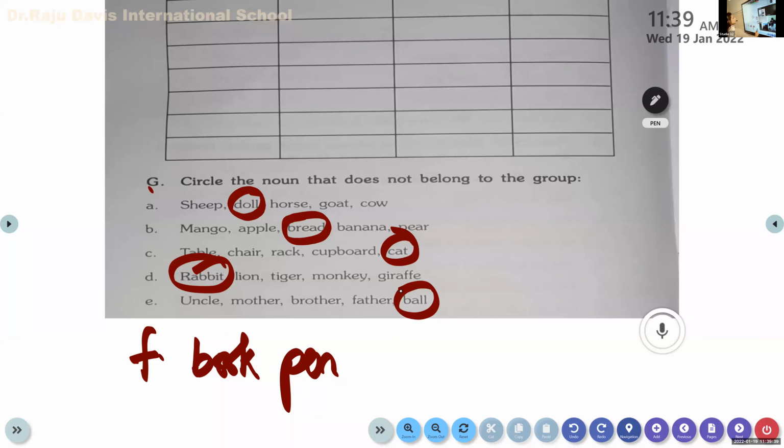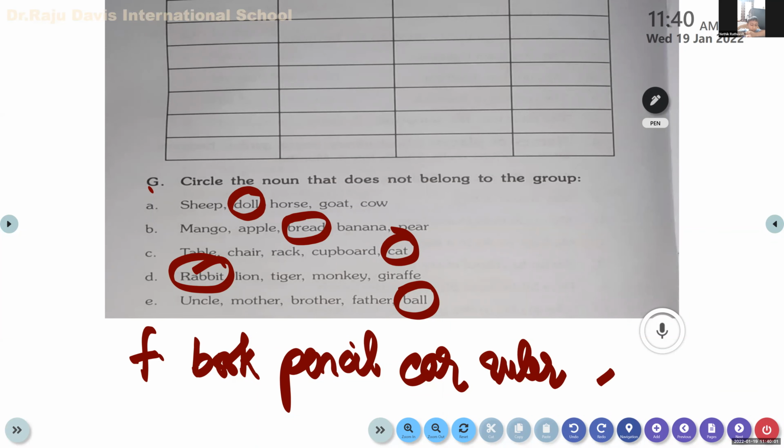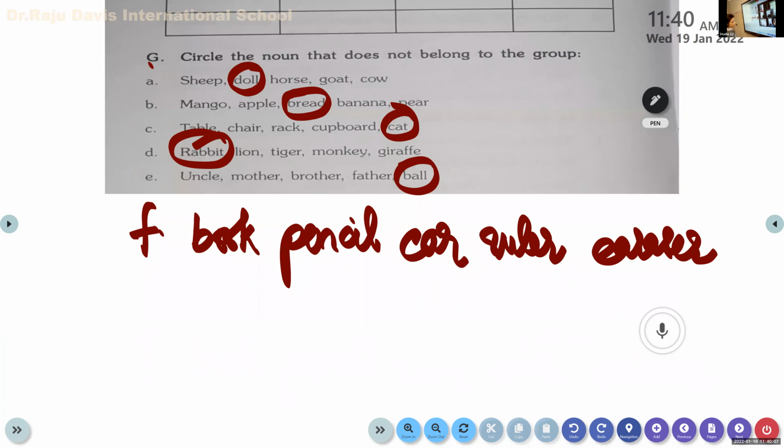Nedik, come on, unmute it. Did you get a chance, Nedik? Come on, read the next question quickly. Yes, come on, read the question quickly. It's time up. Pencil, car, ruler, eraser. Okay, come on, tell me. Car. Car, very good. Yes, car.